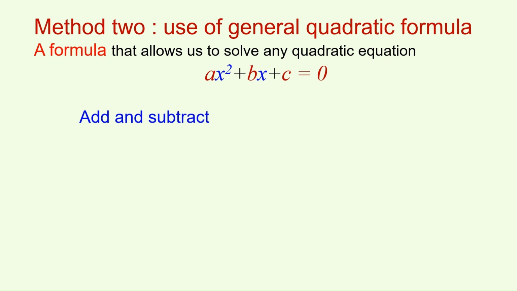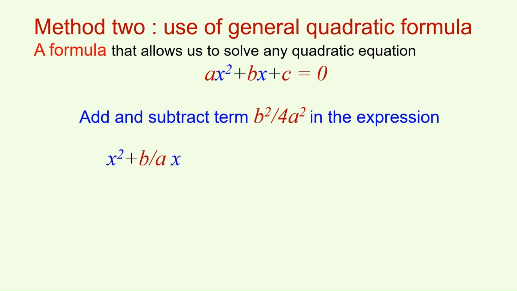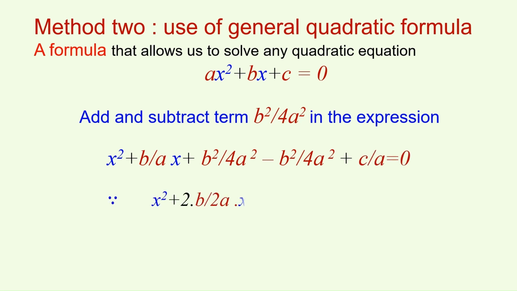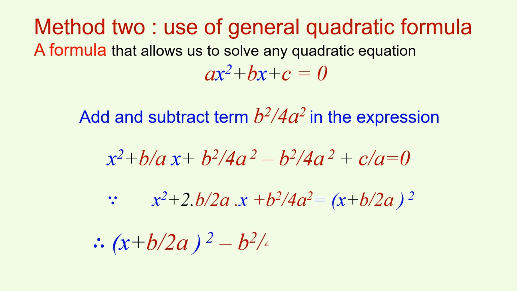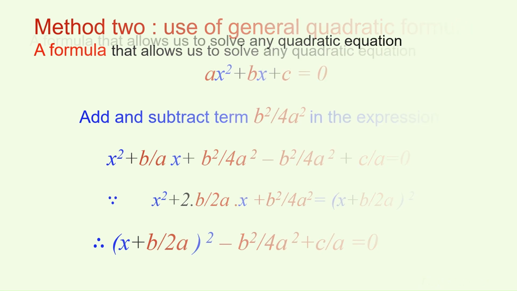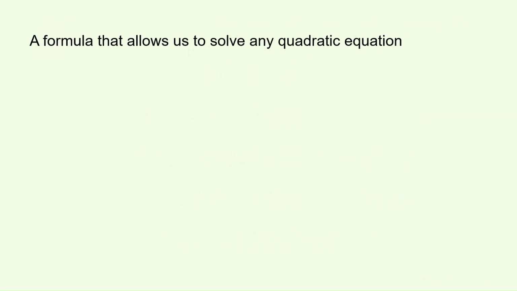Add and subtract the term b squared divided by 4a squared in the expression. x squared plus b divided by a times x plus b squared divided by 4a squared minus b squared divided by 4a squared plus c divided by a equals 0. Since x squared plus 2b divided by 2a times x plus b squared divided by 4a squared equals x plus b divided by 2a, a whole squared, therefore x plus b divided by 2a, whole squared, minus b squared divided by 4a squared plus c divided by a equals 0.